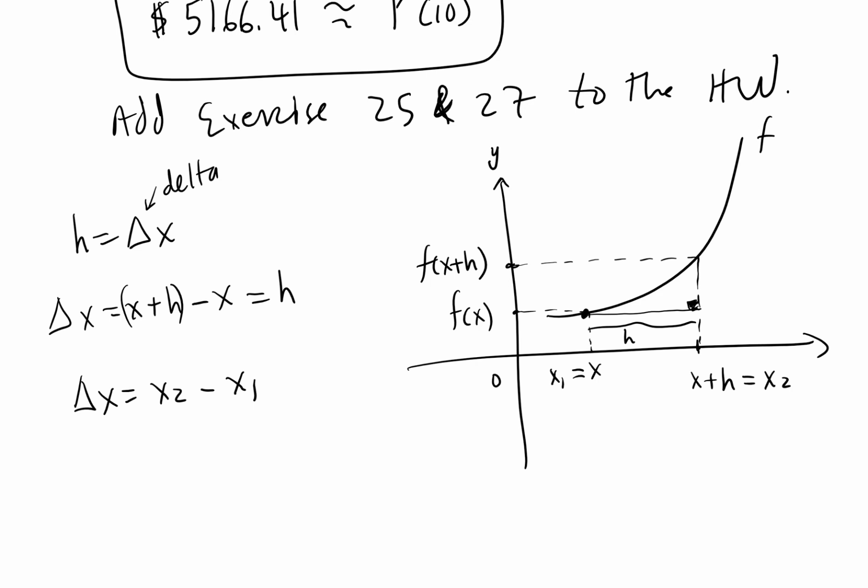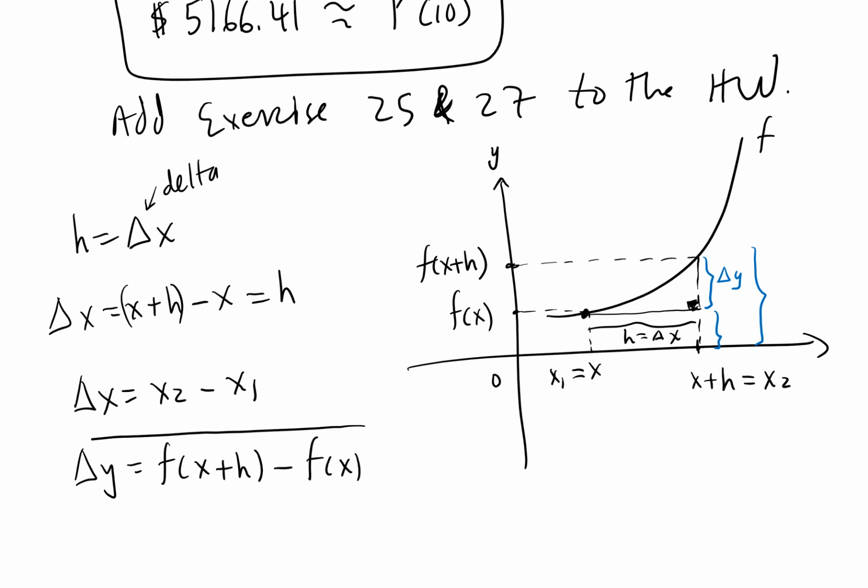Also, this here I'm going to call delta y. What is delta y? It's the whole thing minus this. So delta y is f of x plus h minus f of x. This is the change in y.